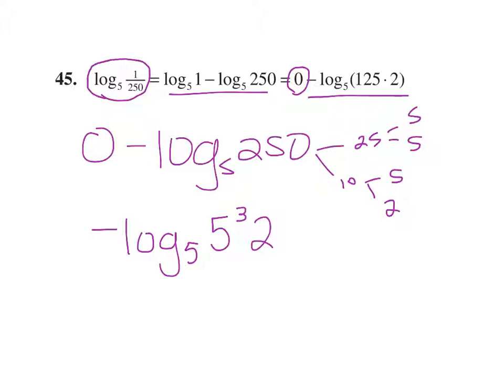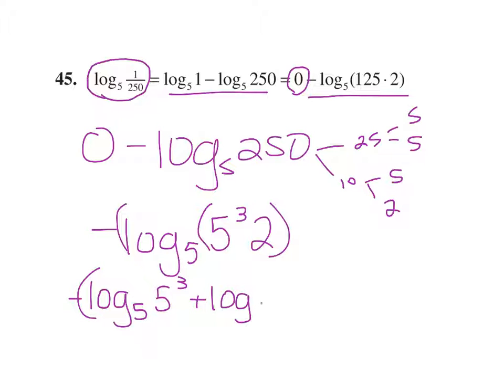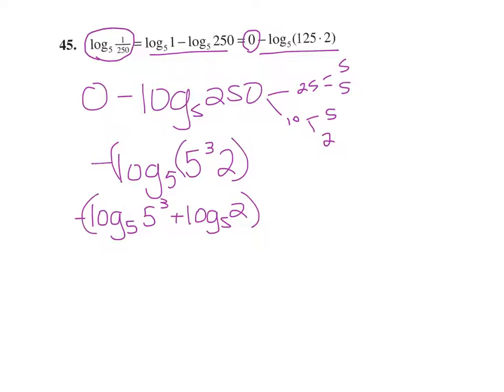You with me so far? Is that 2 and multiply? That 2 being multiplied. Yeah, so technically it's like that. So now I can actually break this apart further, right? I can say this is negative log base 5 of 5 to the third. Now this minus is going to go to both, so I could write it like this. Plus log base 5 of 2. So both of those are negative. Negative log base 5 of 5 to the third minus log base 5 of 2.